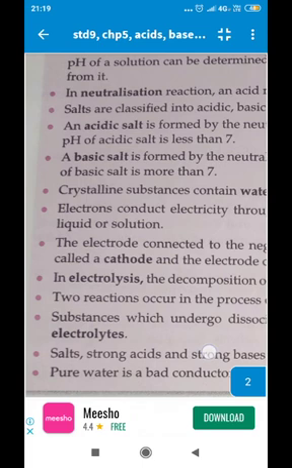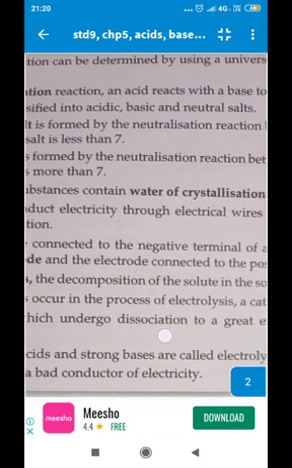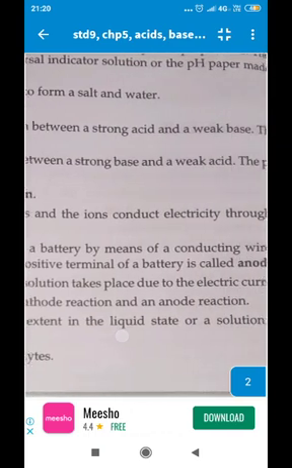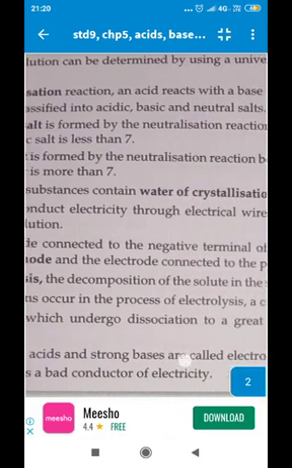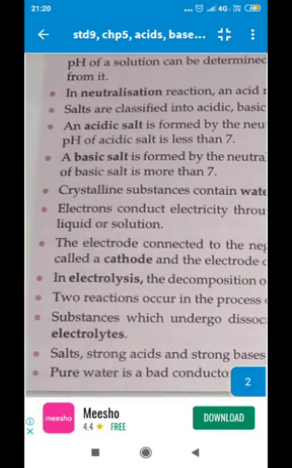Electrolysis. Electro means electricity. Lysis means splitting. So, splitting with the help of electricity. In electrolysis, decomposition of the soluble substance in the solution takes place due to the electric current. Two reactions occur in the process of electrolysis: the cathode reaction and the anode reaction.